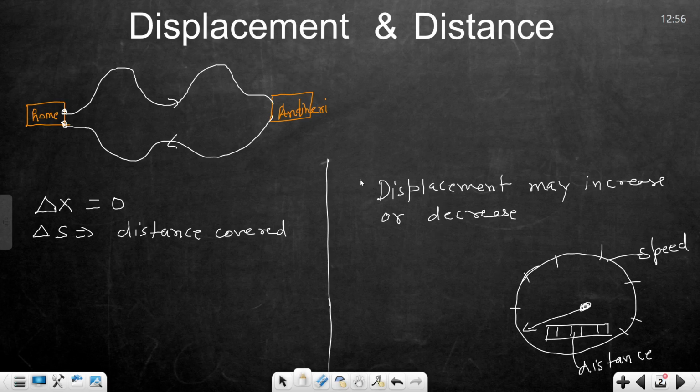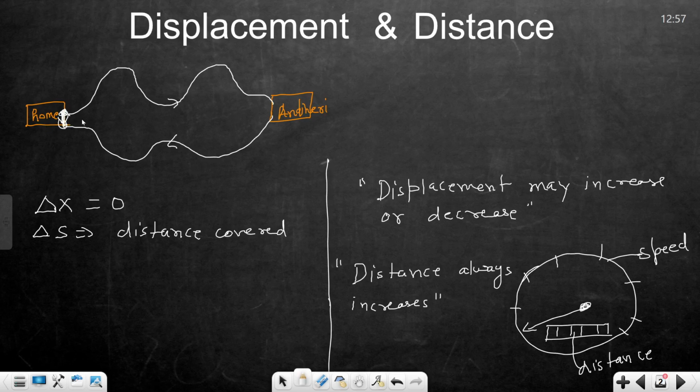Understood? Yes sir. Displacement may increase or decrease, but can distance decrease? Distance always increases. Clear? Please repeat that line, displacement may increase or decrease, because displacement is a vector quantity. When you start from home and come back to home, your vector will be 0.